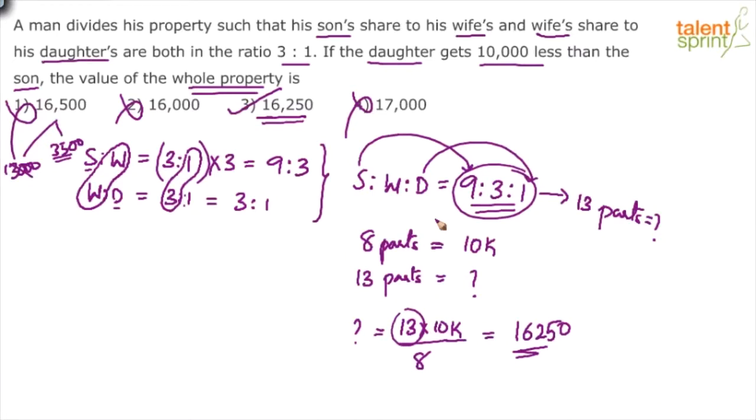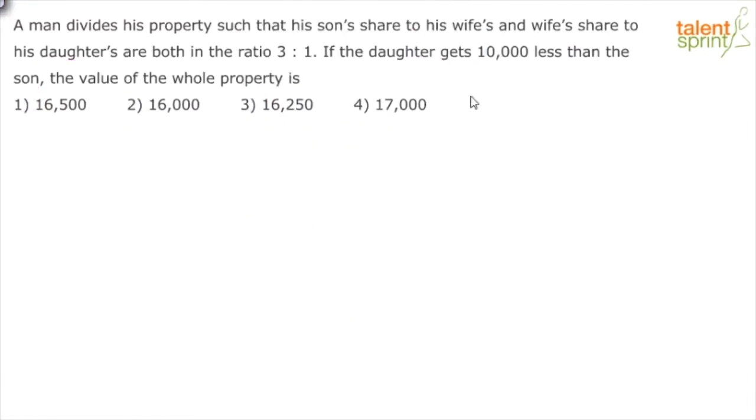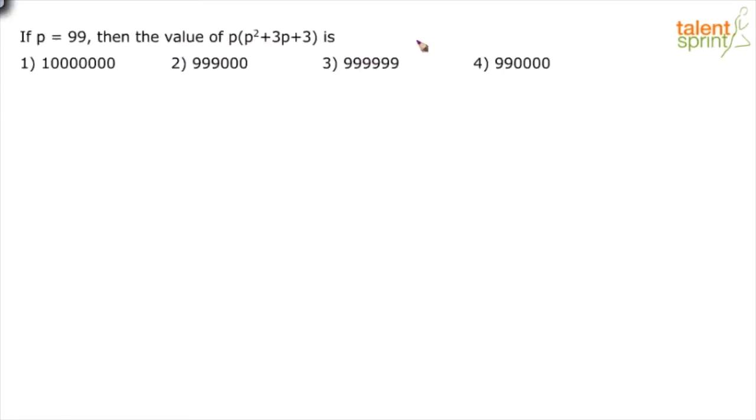Alright, look at the next one. Here comes the next question. Now this is interesting. It says P is equal to 99. Then what is the value of P into P squared plus 3P plus 3?